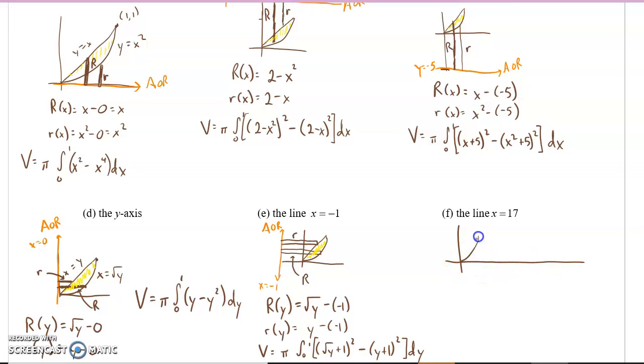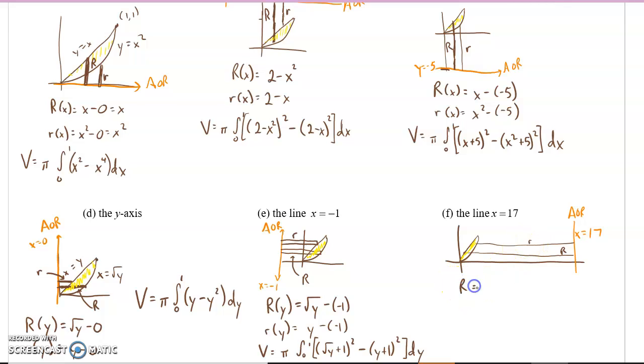And then finally, our last example, we'll have x equals 17. So that's going to go way out there. AOR is x equals 17. Then we've got this yellow shaded region. Big R goes from the axis of revolution all the way to the far side. That line this time is the far side. That's big R. Little r is going to stop at the near side, which is the curve this time.